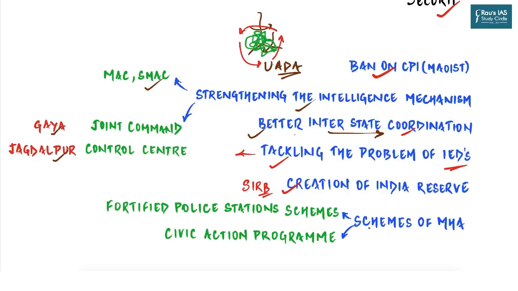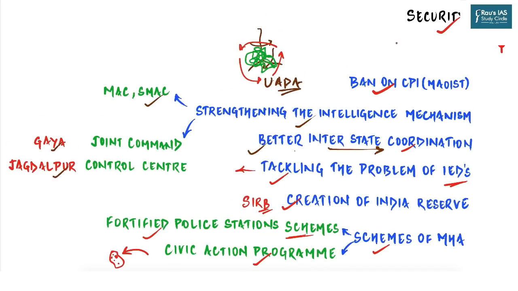Then there are numerous schemes run by MHA which directly provide advantage to the local police. For example, sanctioning of funds for fortified police stations under the scheme of the same name, and carrying out of the Civic Action Program or CAP, under which financial grants are provided to CAPFs to undertake various welfare activities in LWE affected areas. And the idea is that CRPF will go to an area, cleanse it of Maoists, keep it free from Maoists, and then develop that area using the same funds. So these are the measures dealing with the security issue.